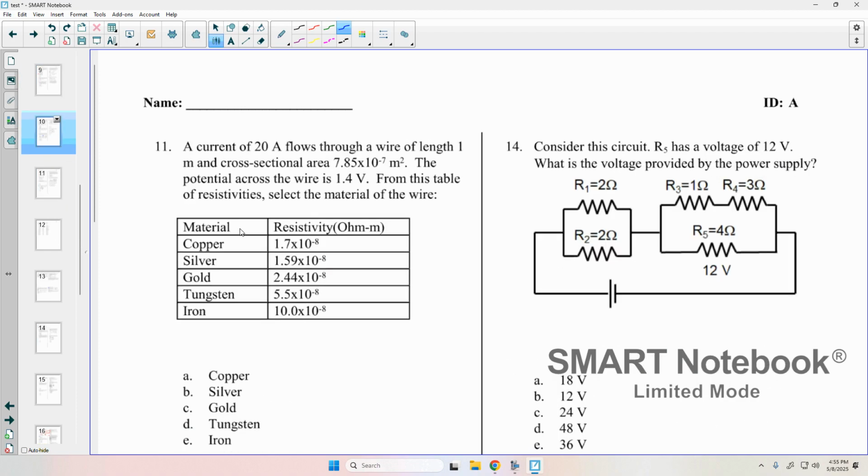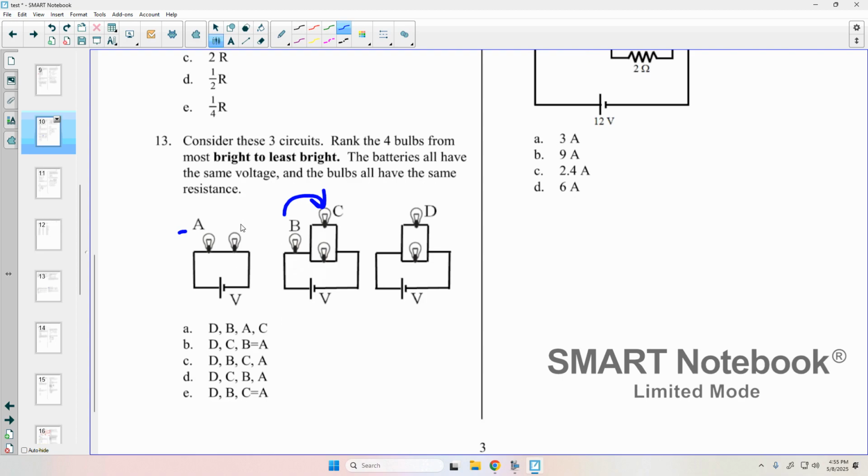What problem was that? 13. B is bigger than C, so that means that it should be D, B, C, and A. That if I know that this bulb has a bigger voltage than this, yeah. Well, the answer key says DBAC. I don't remember. Yeah, no, it is A. You're right.